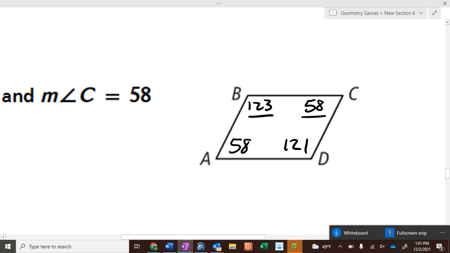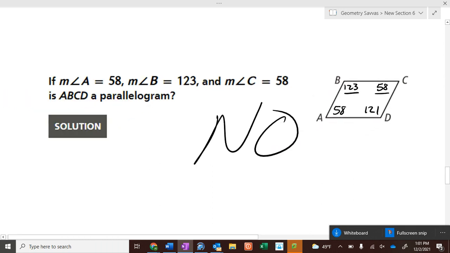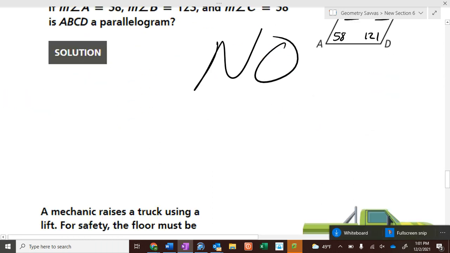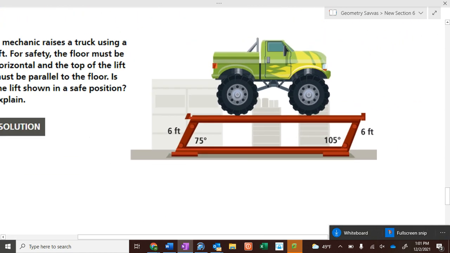Well, are opposite angles congruent? No. Are consecutive angles supplementary? No. So this one's a big, fat no. It's really close, but it's not a parallelogram. Okay.